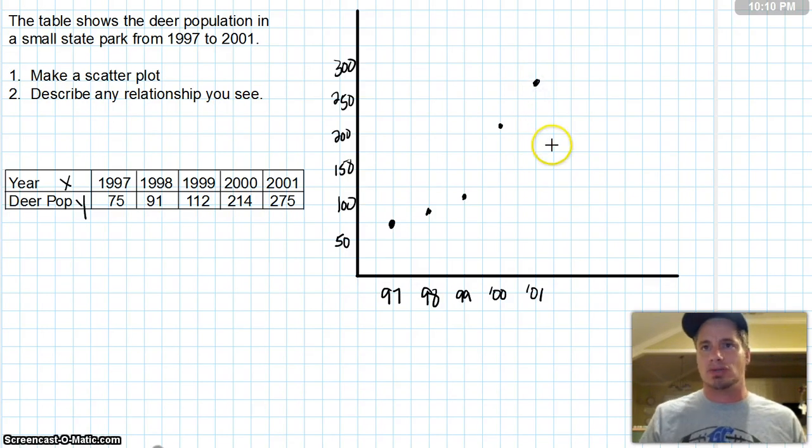Okay, now let's just describe what we're seeing with our graph. We have a slight increase from 97 to 99 in the population. And then look what happens in 2000 to 2001. We see a pretty good jump in the population. And we are just basically describing the graph. There's nothing more to it than that. Basically describing what we see. A slight increase here and then a big jump here with a pretty good jump here. Okay? That concludes 1.8. I hope this helps.